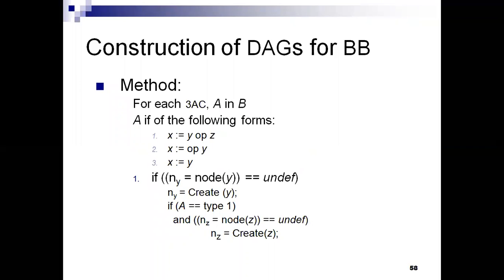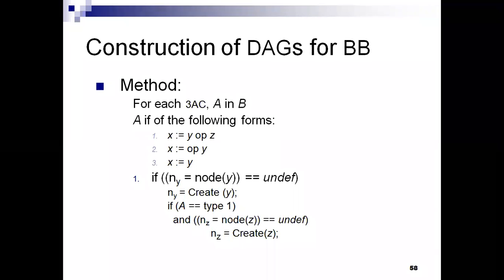Now this is the method for construction of the DAG. We need to follow this method. We assume that the three address statements have three cases, or three types: x = y op z, x = op y, and x = y. With the help of these types, the DAG can be constructed. If y is undefined, then we need to create node of y. Similarly, if z is undefined, we need to create node of z.